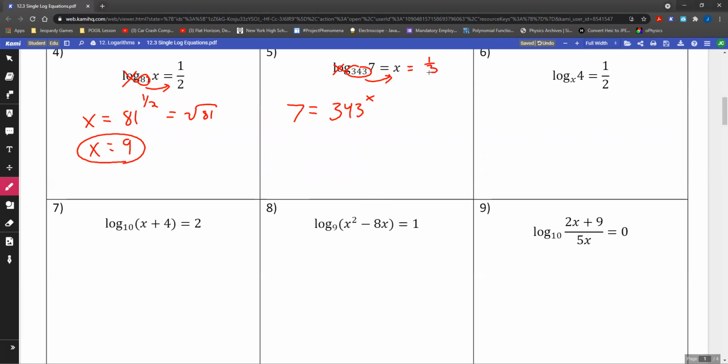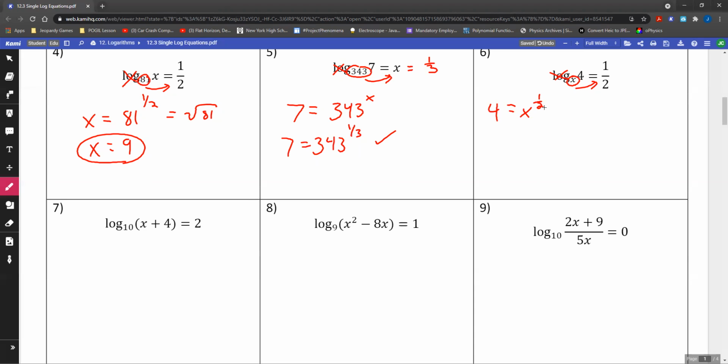The reason why I converted it was so that we can do the check. 343 to the 1/3, double check, use your calculator, and you do get that this is equal to 7. Okay. Over here, take the x, move it over, drop the log. So we get 4 equals x to the 1/2.